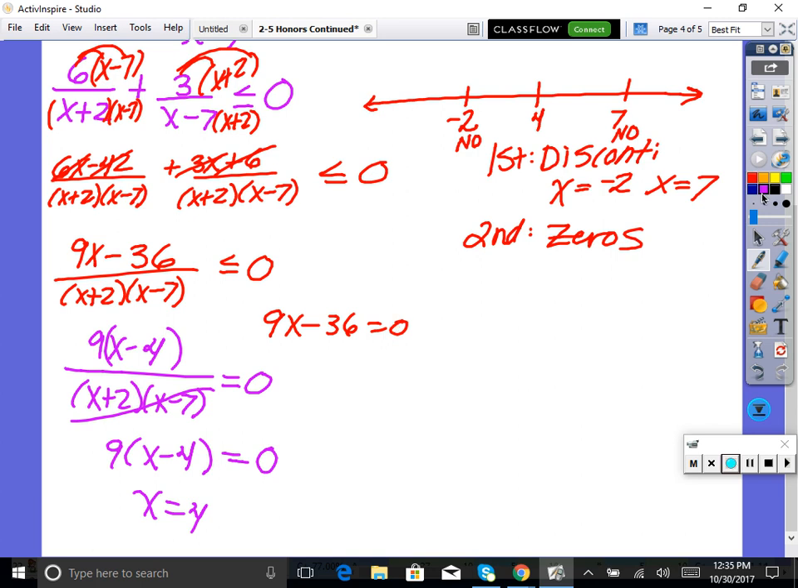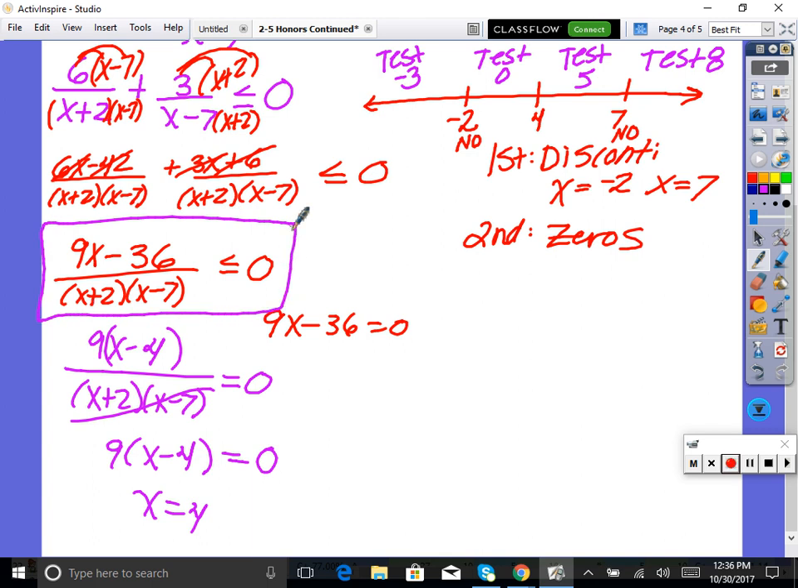Okay, here we go. So let's go ahead and test. Test -3. Test 0 maybe. Test, I don't know, 5, not a bad idea. Test, I don't know, 8. Okay, let's see which ones are yeses, which ones are true statements. Now I could test it right here or back at the original. It doesn't quite matter.